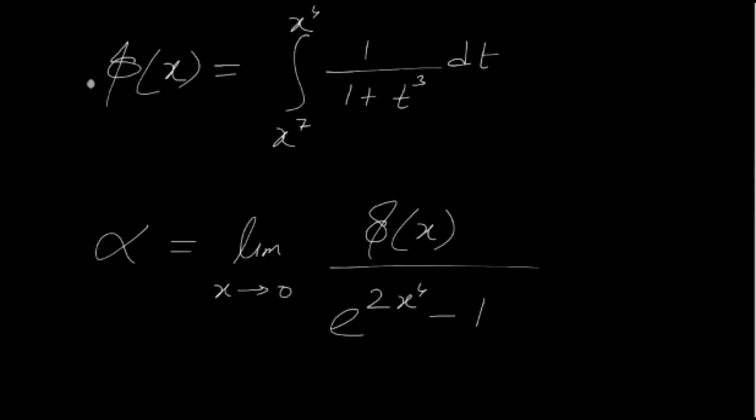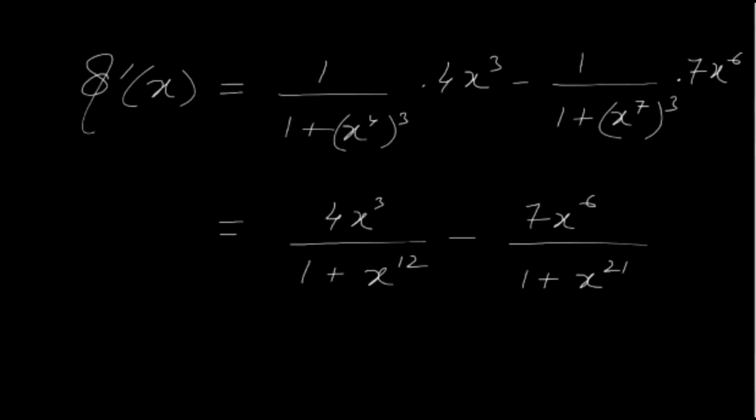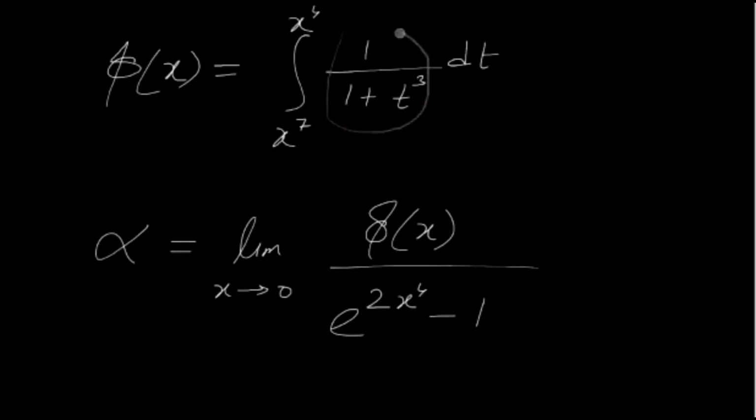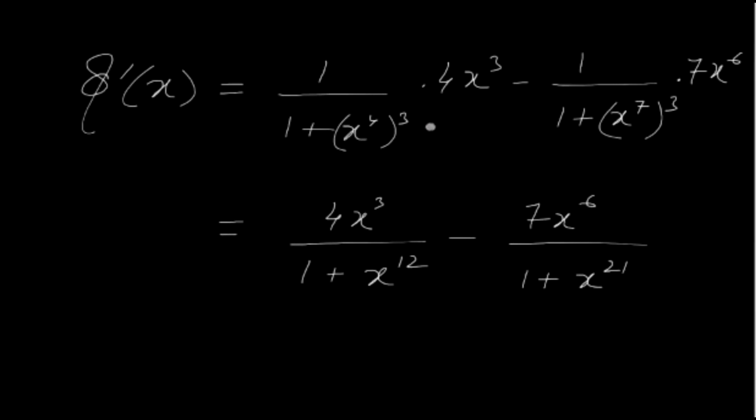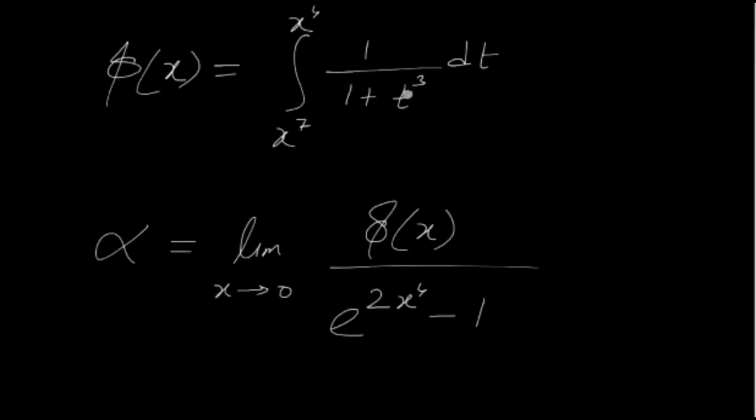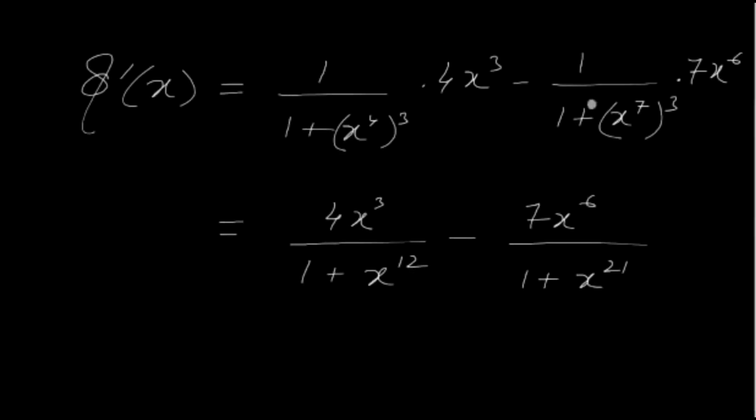So how do you find the derivative of the function phi? It's very easy. We use the Newton-Leibniz technique to differentiate it. The derivative phi prime of x is obtained by taking the integrand and putting x to the 4 in place of t, then multiplying by the derivative of x to the 4, which is 4x cube, minus again replacing t by x to the 7 and multiplying by the derivative of x to the 7, that is 7 into x to the 6. You know that this is the Newton-Leibniz technique.